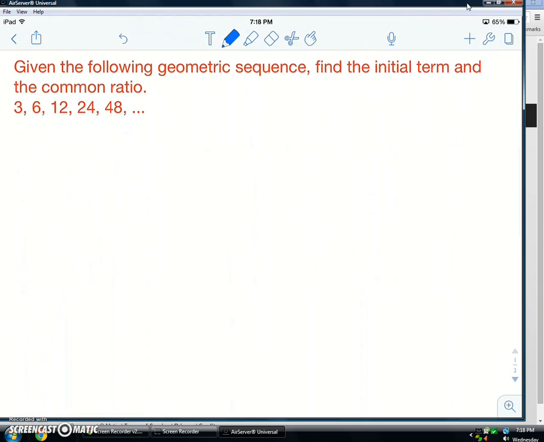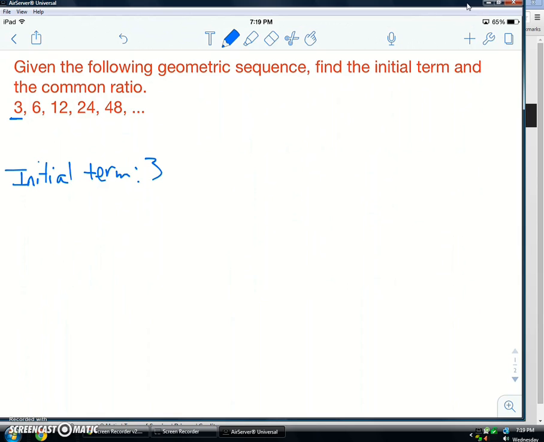Okay, so here's a geometric sequence, and I'll show you what I mean. We've got this sequence, and what I want us to do is to find the initial term and then the common ratio. When we look at these numbers, our initial term is going to be 3. The initial term is always going to be your first term, whatever the first number is in the sequence. In this case, that number is 3. So our initial term there is 3.